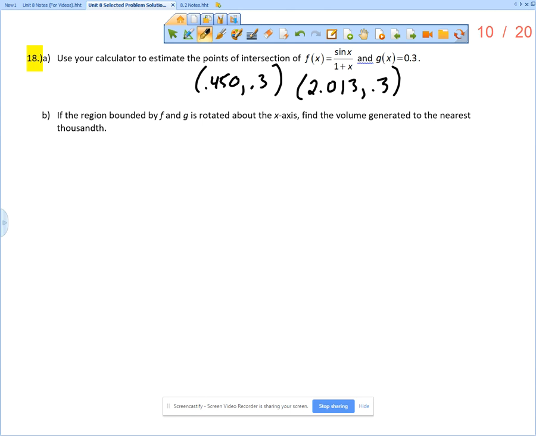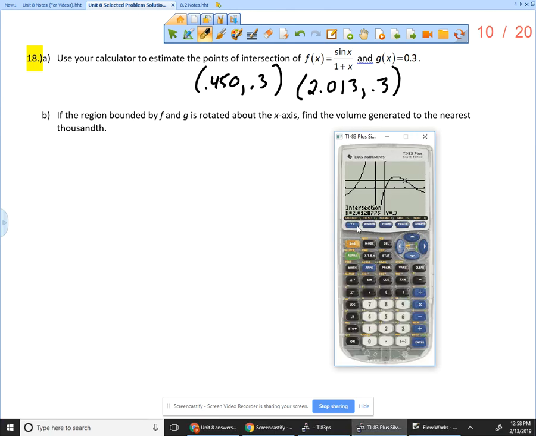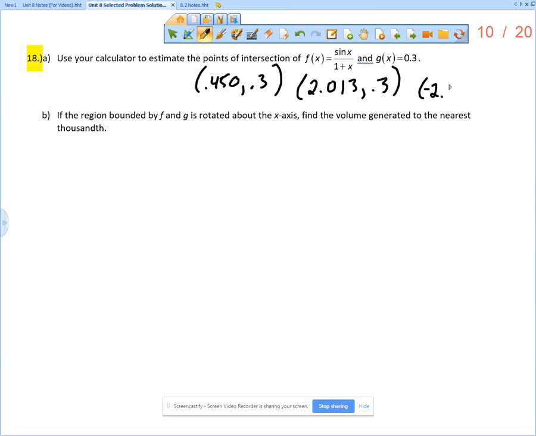There is that other intersection over there, so yes, we should be able to find it. I do second trace, number 5. First curve, yes. Second curve, yes. Guess. How about -1.5? That's close to over there, so we can get that value, -2.630. So -2.630, comma, once again, 0.3.